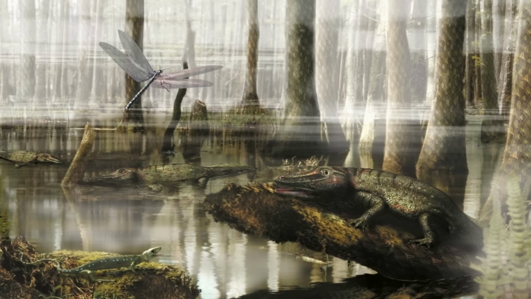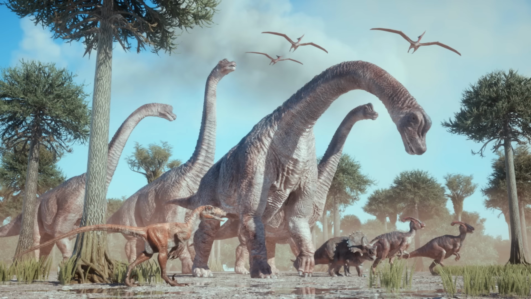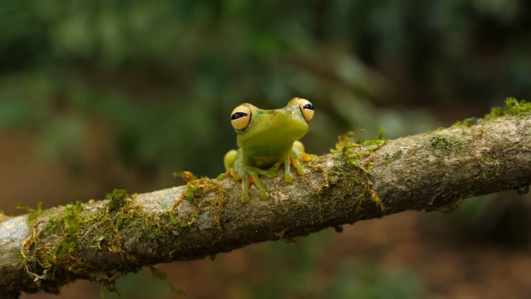This means that for quite some time, the ancient amphibians were the dominant terrestrial chordates. Indeed, some of them, like Prionosuchus and Mastodonsaurus, were well over 5 meters in length, and although they may look reptilian, they are actually only distantly related to the famous dinosaurs which dominated the globe after the Permian extinction. However, although there are a great deal of fascinating extinct amphibians, from Beelzebufo to Gerrothorax, since this is a zoology series, we're going to focus on their extant forms.